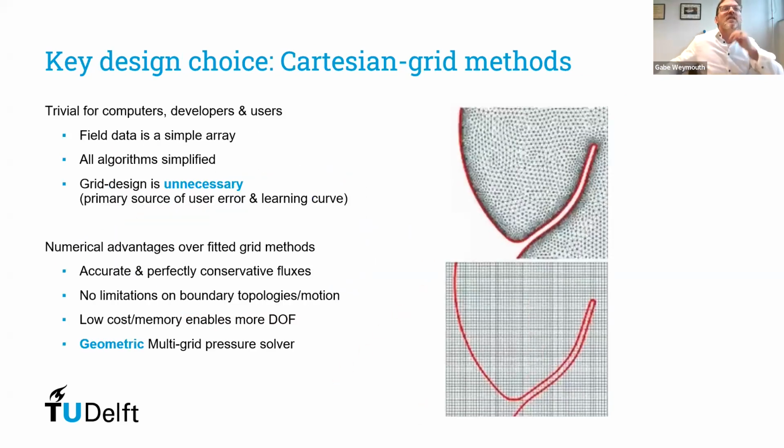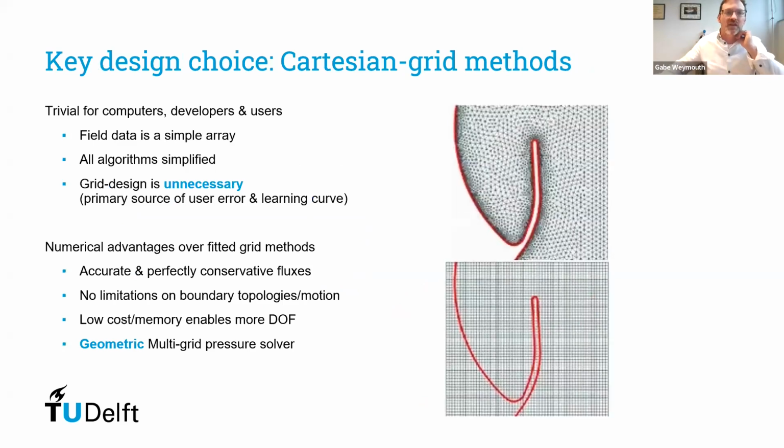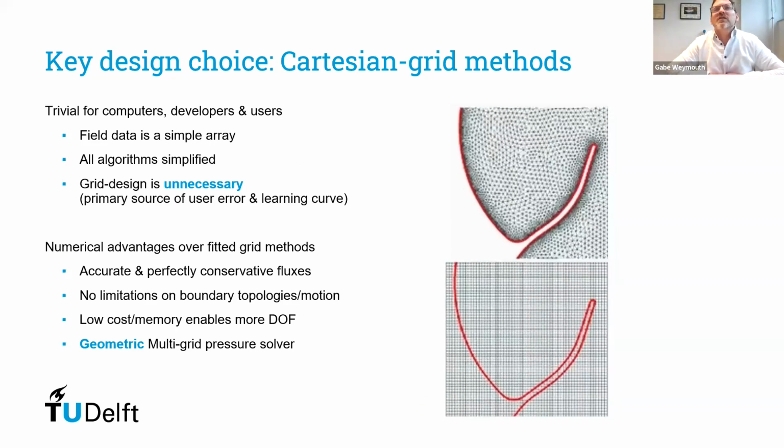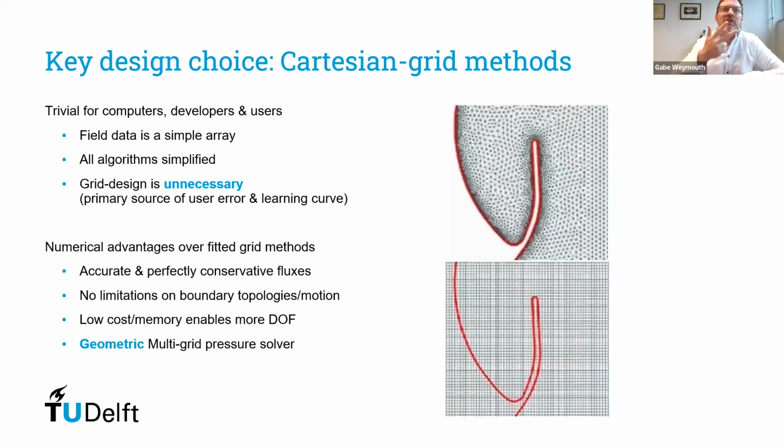All right, so the first thing I want to talk about is that we made a choice a long time ago in my PhD that we try to move in this direction through Cartesian-grid methods. This is an algorithm design choice, and it's not the only way to do it, but it does have a number of advantages that are worth mentioning. The first is that it's trivial for computers, for developers, and for users. It just makes everything so much easier.